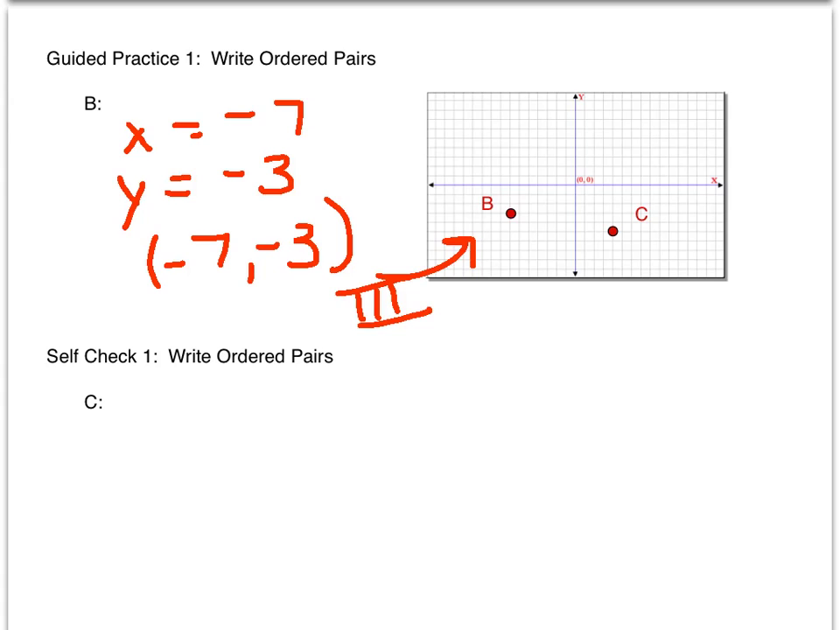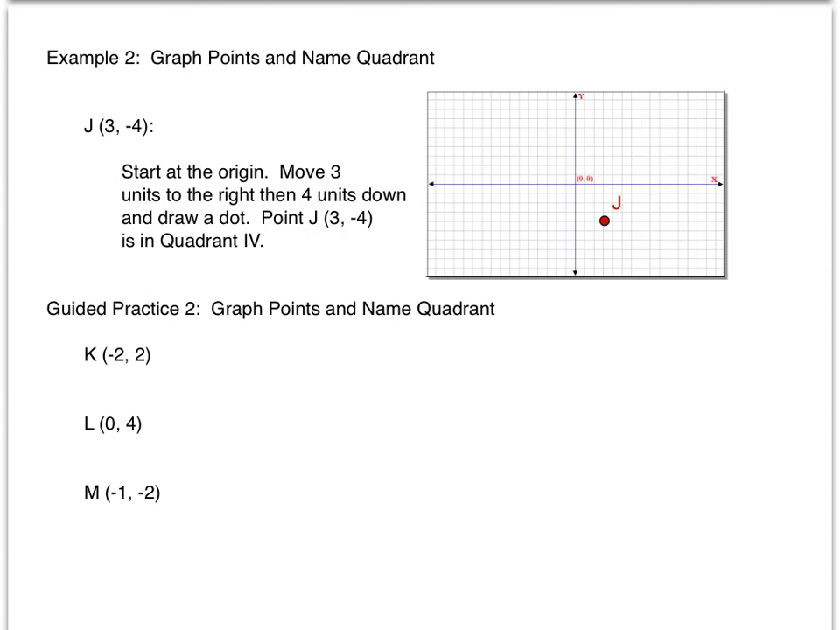In self-check 1, we want you to write an ordered pair for point C. I know it's a little hard to see, but do your best to write an ordered pair for that point. In example 2, we're going to graph points and name quadrants.